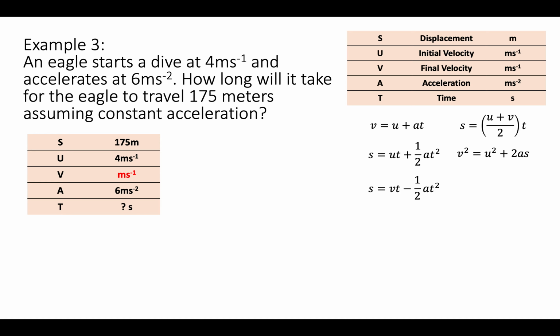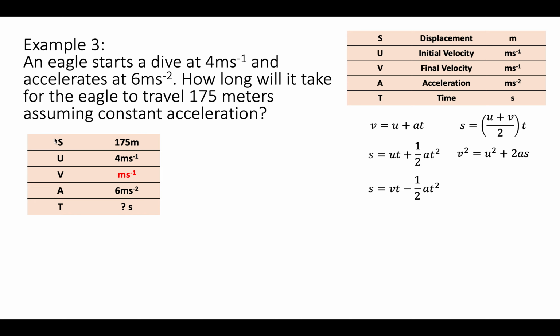If we have S is 175 meters, U is 4 meters per second, V we don't care about, the question doesn't mention it and we're not given it, we don't want to find it out. A is 6 meters per second squared, and we want to find the time. How long means time. Okay.